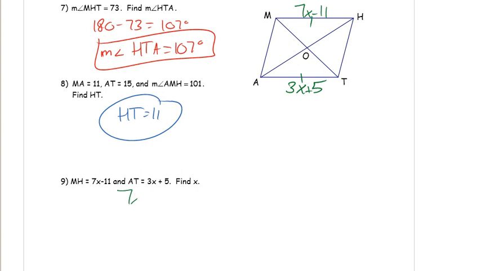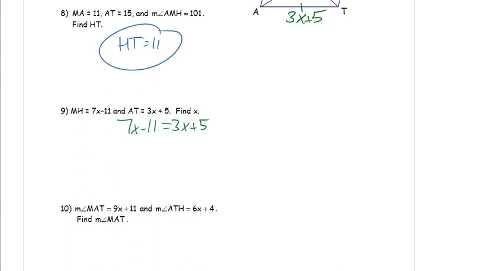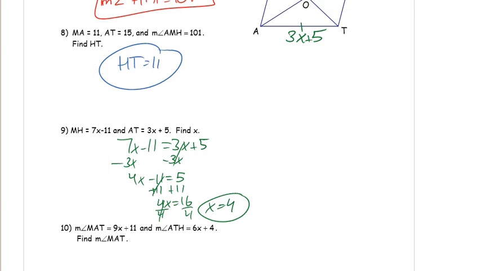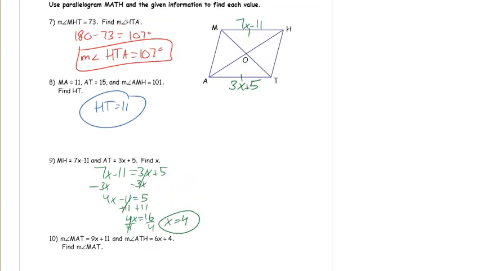Okay, so we have 7x minus 11 should be equal to 3x plus 5. What x would make that happen? So we have 3x over here. We're going to get rid of that. We're going to add 11 back. 4x equals 16, so x equals 4. Didn't have to plug it back in. And the last one, I'm going to zoom out just for labeling purposes here.